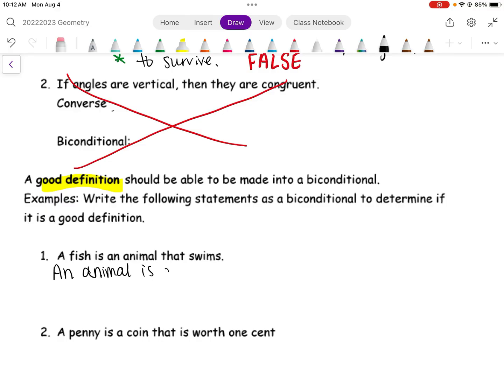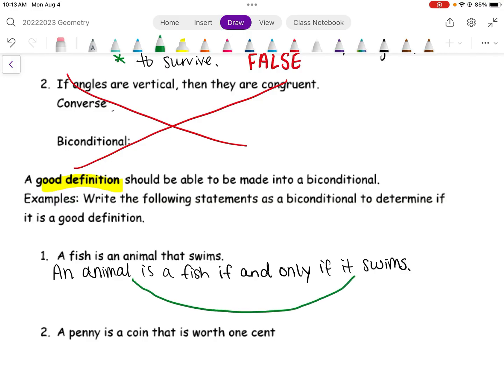An animal, because that's my subject, is a fish. That's my hypothesis. If and only if it swims. So we're trying to decide if this is a good definition of a fish. If it's a good definition of a fish, this should be a reversible statement. That way we don't get confused on what a fish actually is. So let's try this. Let's go one way. If an animal is a fish, does it swim? Yep. If an animal is a fish, it does swim.